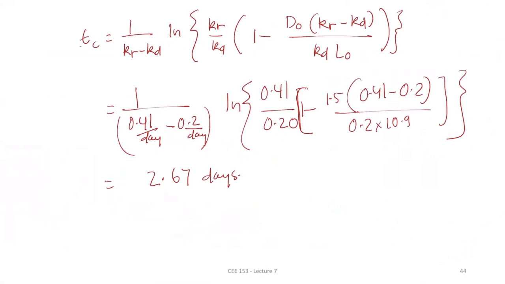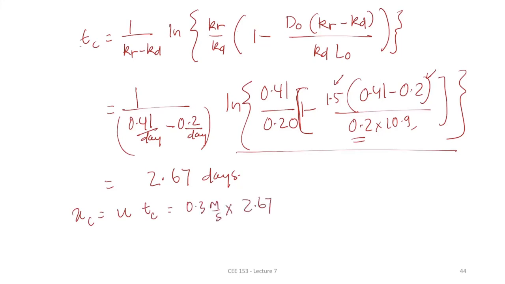So just to confirm, you have to have the same unit as L0. This is milligram per liter, this is milligram per liter, so they cancel out. This is also similar units. Okay, so this entire term here is unitless. So this one is over day, so that's why it becomes 2.67 days. So now this is the TC, but I asked you to calculate the distance. XC is basically velocity times TC, which is 0.3 meter per second times 2.67 days.